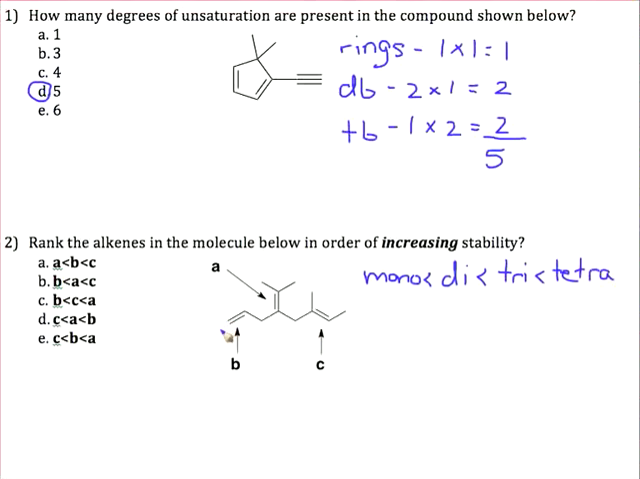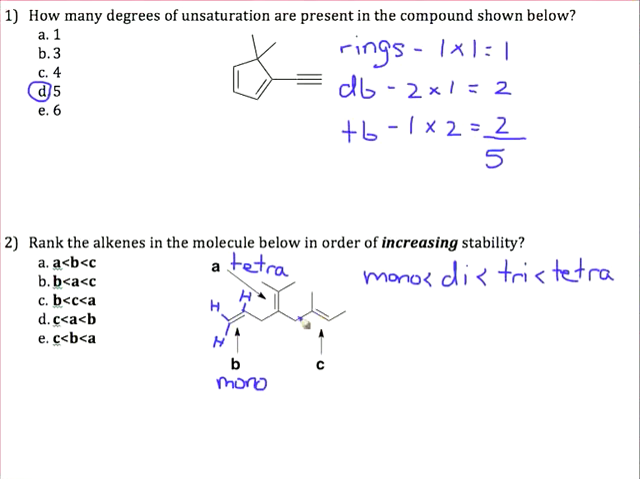So if we look at these, alkene A has 4 carbon groups attached. So that means it is tetra-substituted. Alkene B has 1 carbon group attached and 3 hydrogens attached. Okay, for substitution, we don't count the hydrogens. All we look at is this 1 carbon group attached, meaning it's mono-substituted.